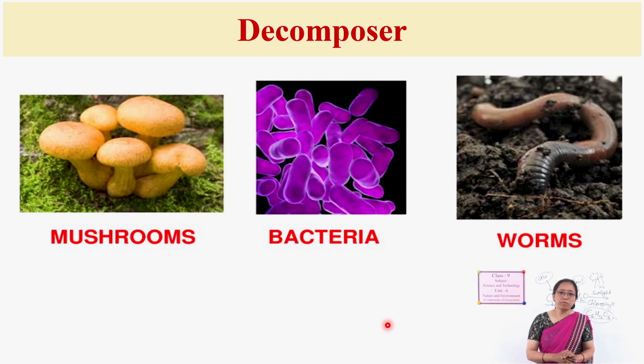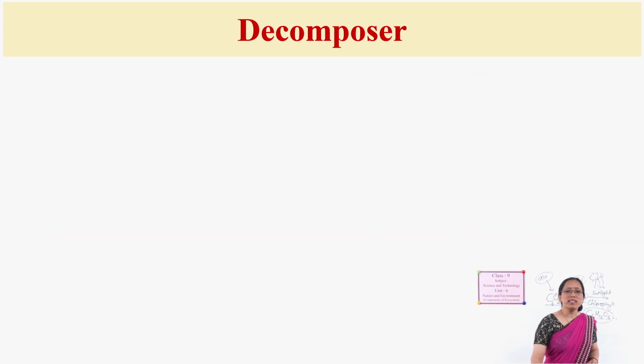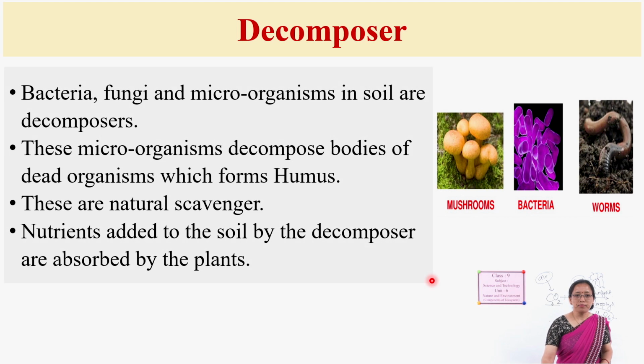Next one is decomposers. What do you mean by decomposers? As we have already discussed, mushrooms, bacteria and worms decompose the dead bodies of plants and animals. So these are the decomposers. These decomposers are also called natural scavengers. Why are they called natural scavengers? These organisms decompose the dead bodies of plants and animals, and they are cleaning the nature. Because of that, they are called natural scavengers too.